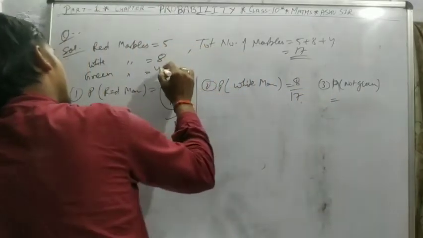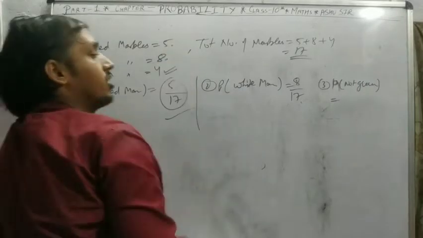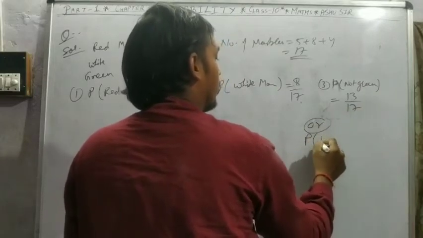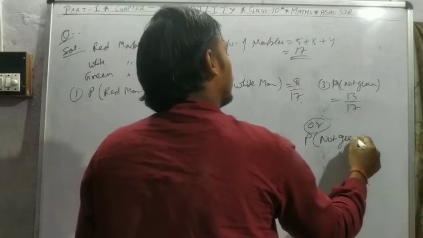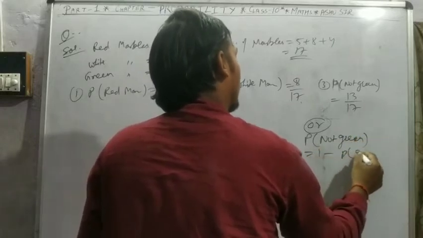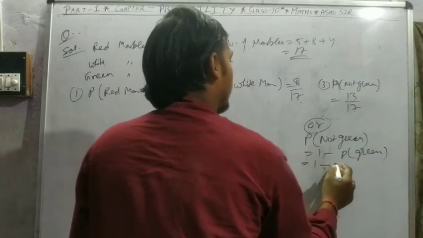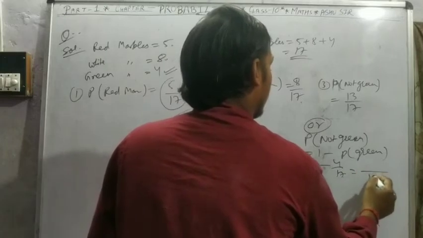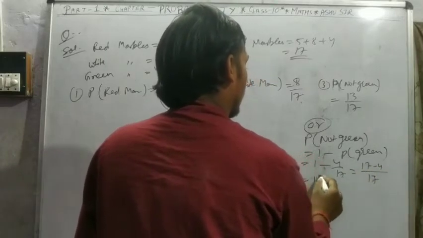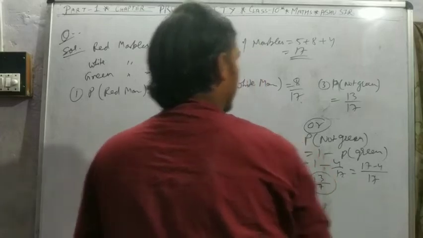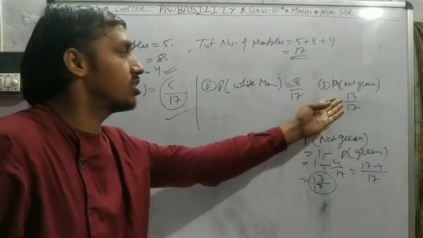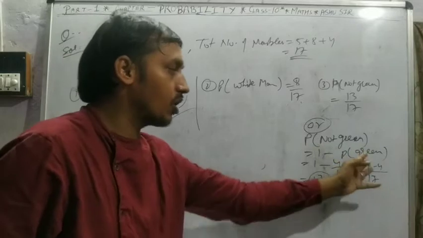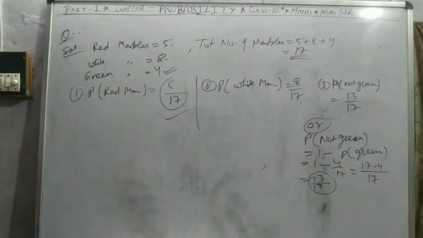Not green means except green, that is 8 plus 5, 13 marbles. Or you can say the probability of not green is equal to 1 minus the probability of green, that is 1 minus 4 by 17, which is 13 by 17. So you can find this directly, or when the question says not green, use 1 minus the probability of green. Pause the video, note down.